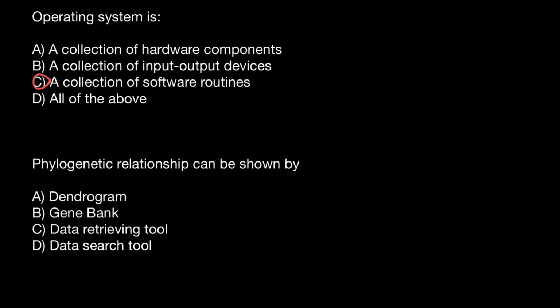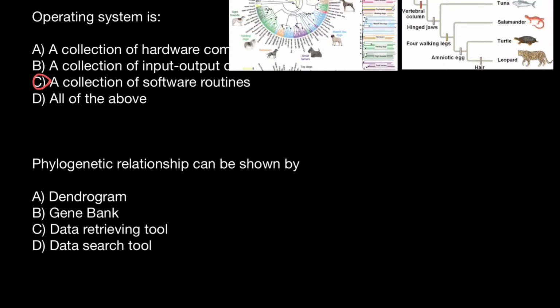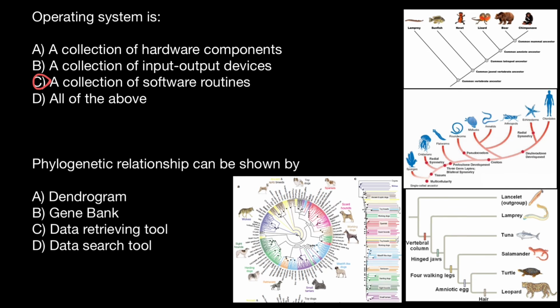And the second question: phylogenetic relationship can be shown by dendrogram, gene bank, data retrieving tool, and data search tool. And the correct answer would be answer A, dendrogram. And here is an example of different ways how a dendrogram looks. And dendro stands for tree.